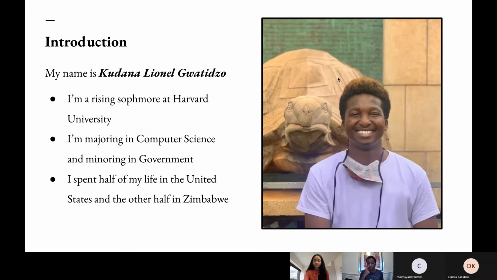So a bit of background about me. My full name is Kudana Gwatidzo. I'm a rising sophomore at Harvard University who is currently majoring in computer science and government. On the side, I study cloud architecture and engineering. In terms of a bit of my international background, I've spent half of my life in the United States and the other half in Zimbabwe. So I've had experience being in American institutions as well as being an international student in other educational curriculums, such as Cambridge A-level and a little bit of experience with the IB program.